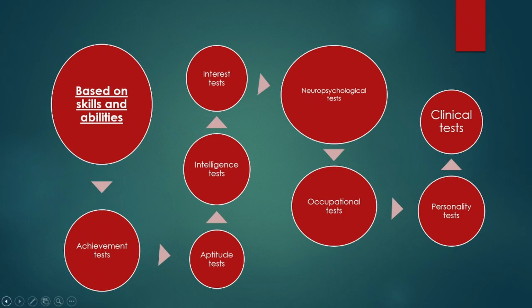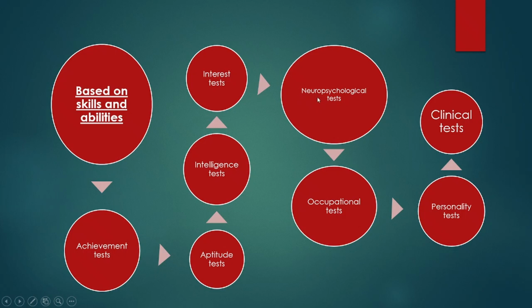Next, aptitude test. Here it measures specific abilities such as mechanical or clerical skills. Next, intelligence test. This test will be performed to measure intelligence. For example, if we want to understand society's behavior, we will perform this intelligence test. Next, interest test. Here the person's interest and preference will be calculated. It is mainly used in career counseling.